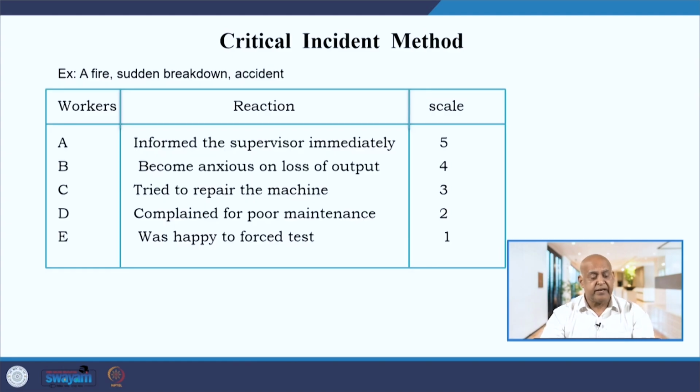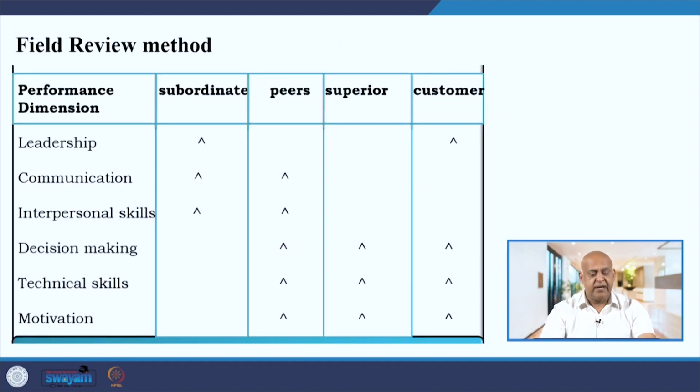Now, the critical incident method looks at how workers have performed in a given situation, for workers A, B, C, D, E, informing the supervisor immediately, and a scale will be given for how the action was taken. Similarly, in the field review method there will be certain dimensions, depending on the organization: leadership, communication, interpersonal skills, decision making, technical skills, motivation. Your subordinates, peers, superiors and customers will be asked about you.